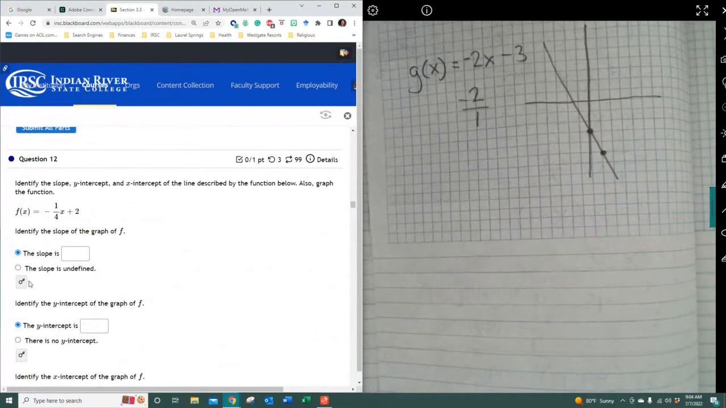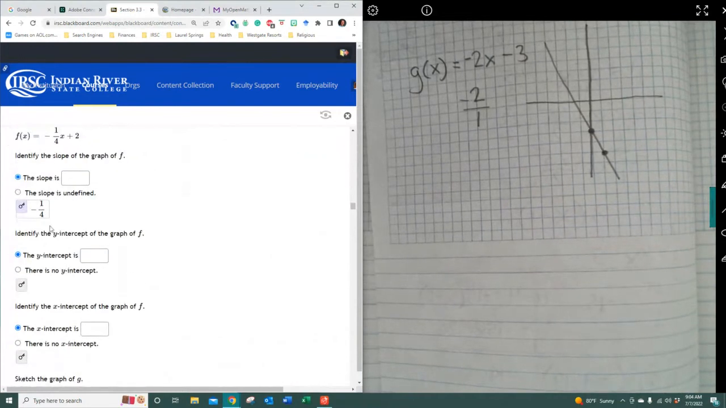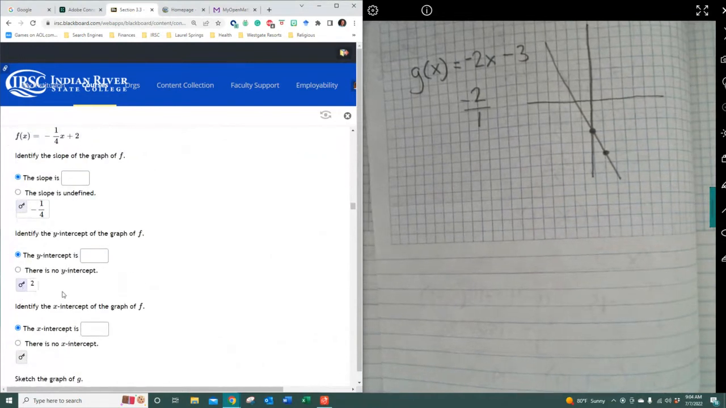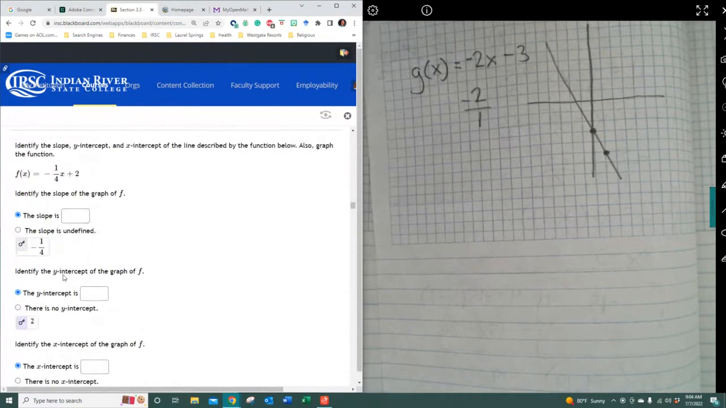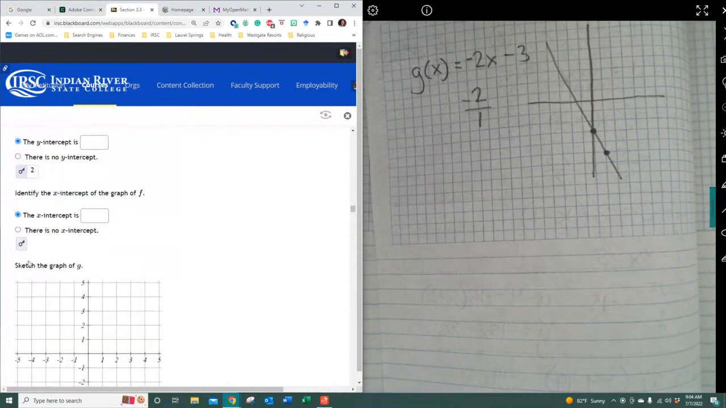So the slope is going to be -1/4. The y-intercept is 2. And of course, finding the y-intercept is a little bit of work. You have to isolate or set this at 0. Then you're going to do 2 times -4 is -8.